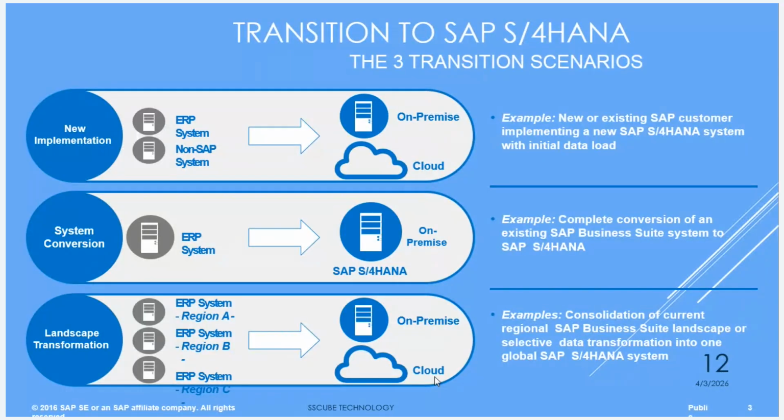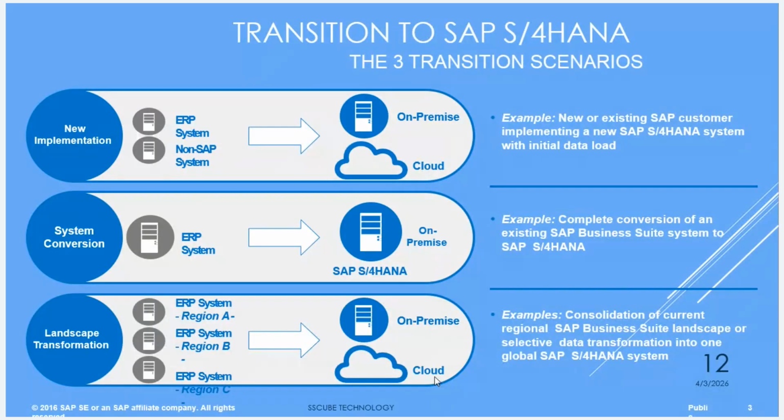Now, when we talk about system conversion, what is system conversion? System conversion is basically nothing but an ERP system which is already running an SAP system, and they want to change from ECC to the S4 HANA system. That is mostly on-premises. That is called system conversion. It is converting from ECC to S4.